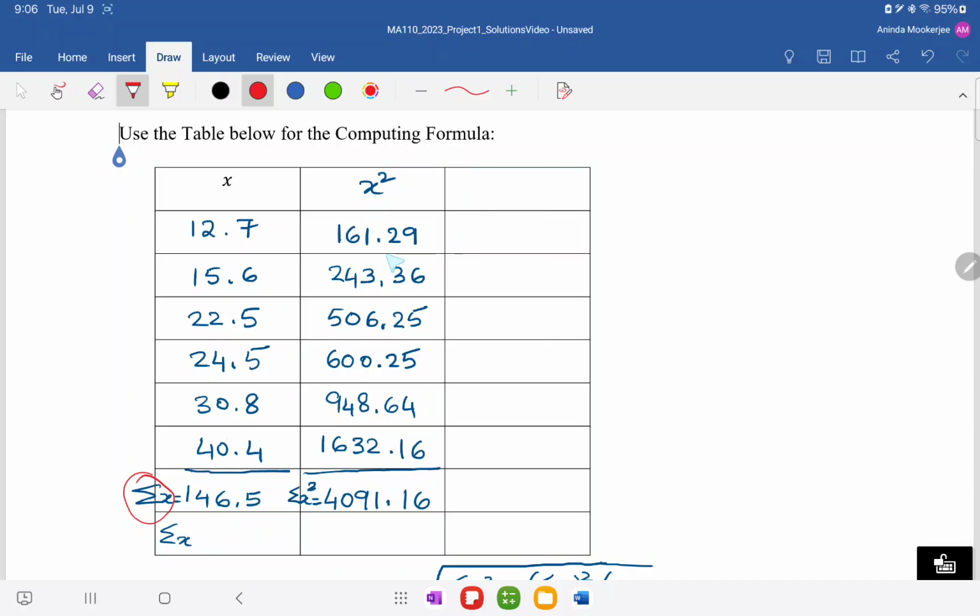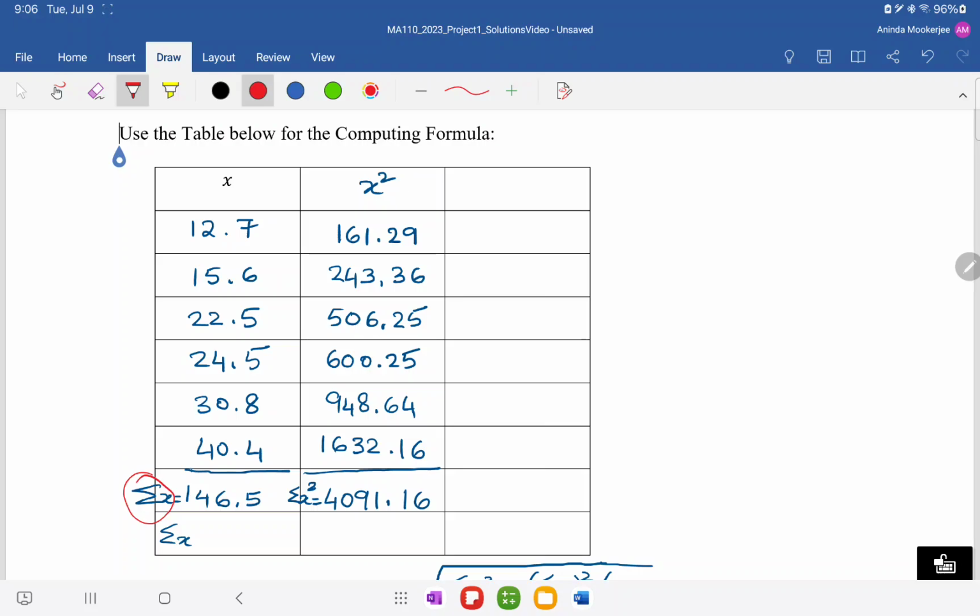In the next column, just square all the individual x values. So 12.7 squared is 161.29, 15.6 squared is 243.36, and so on. And then at the end, sum it up, and that'll be your sigma x squared. All right, sigma x squared. So that's 4091.16. And now we are ready to go ahead with the formula.